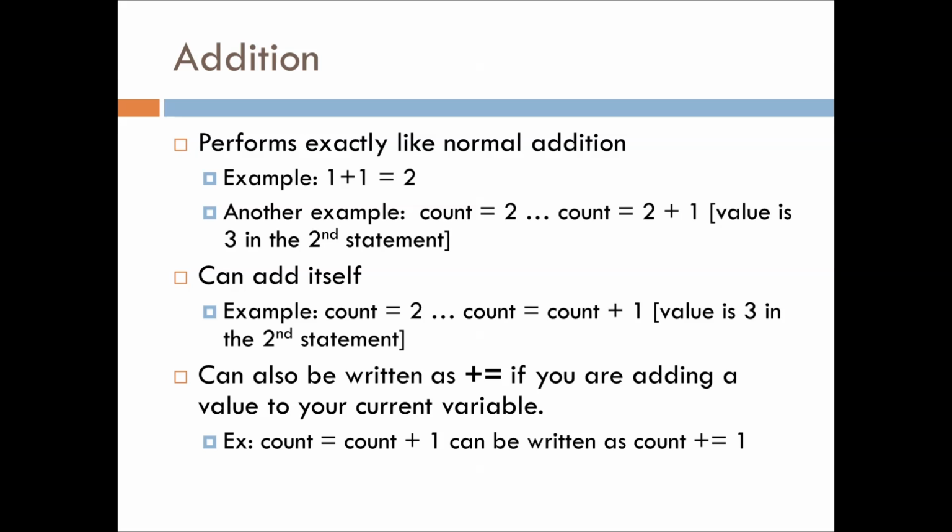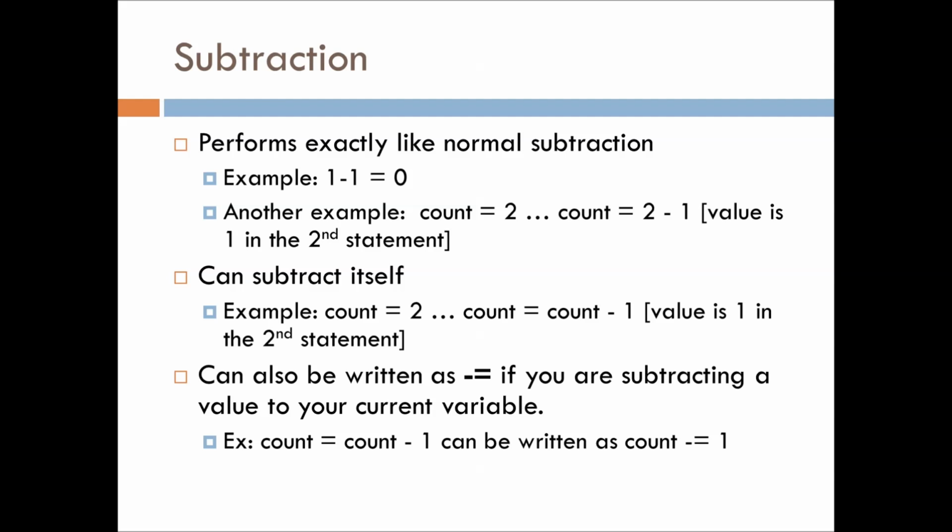For adding variables to itself, you can also write it as plus equals to save on writing space, but it means the exact same thing as count equals count plus 1. In this example I have here, count equals count plus 1 can be written as count plus equals 1, because it essentially translates to count equals count plus 1. Alright, we'll be going over all of this in the let's try what we're going to do section of this video, so don't worry if you're still a little confused on that.